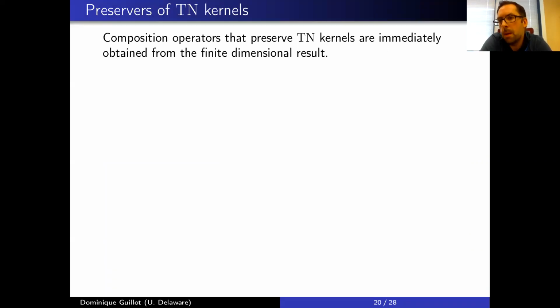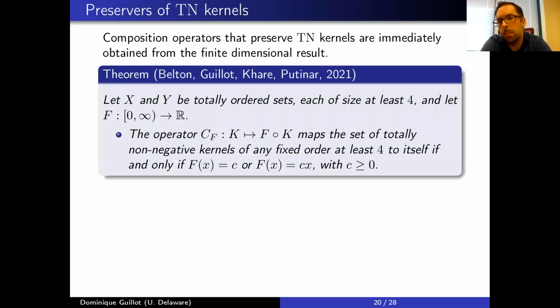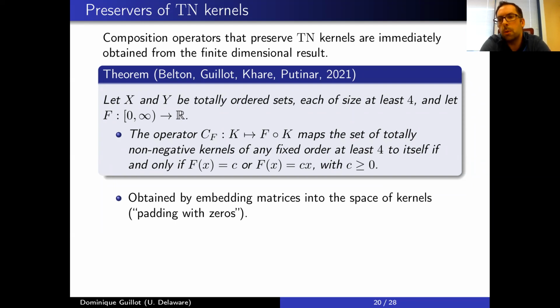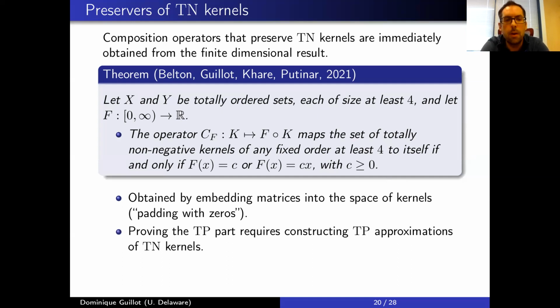Now, from there, we immediately obtain a result for more general kernels when we preserve total non-negativity. So we have the following. Suppose X and Y are totally ordered sets of size at least 4. Then the composition operator K maps to F composed with K is going to preserve total non-negativity if and only if F is either a constant or a constant times x for some non-negative constant. And that, of course, follows immediately from the finite dimensional result, right? Because you take finite matrices and you can embed them as a kernel in some sense by padding with zeros. You define the function to match the entries of the matrix on some subset, and then you define it to be 0 everywhere else. And then the result follows immediately from the finite dimensional result.